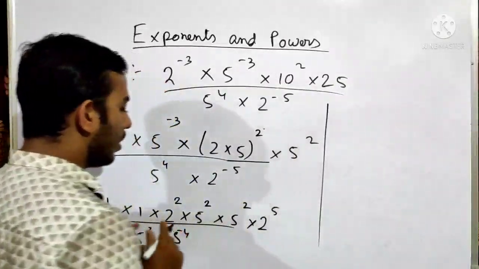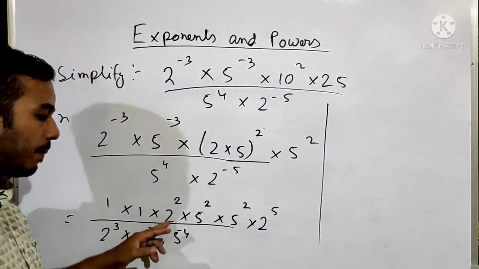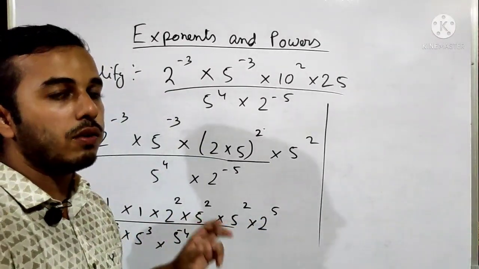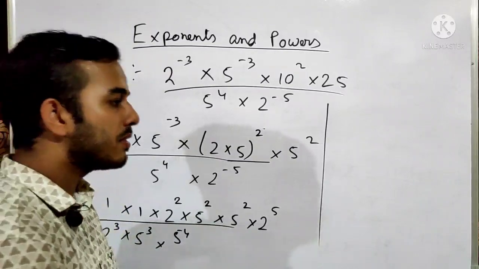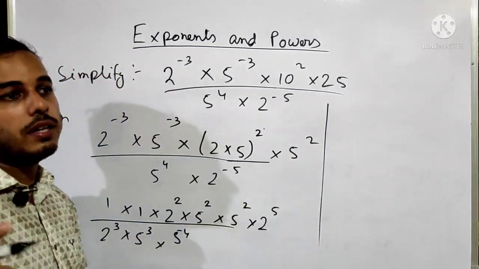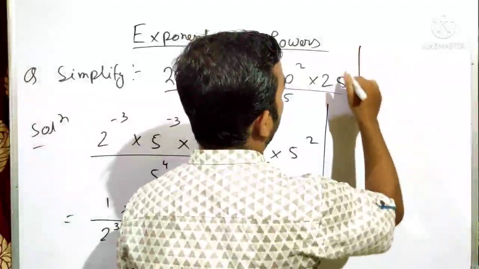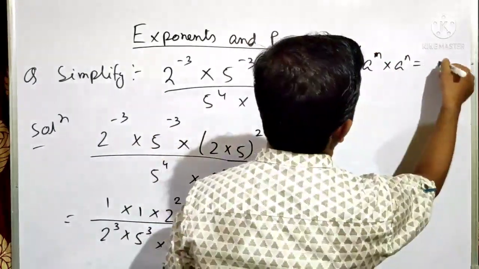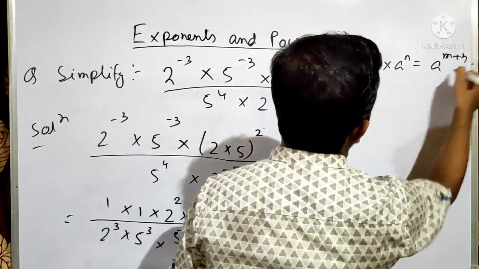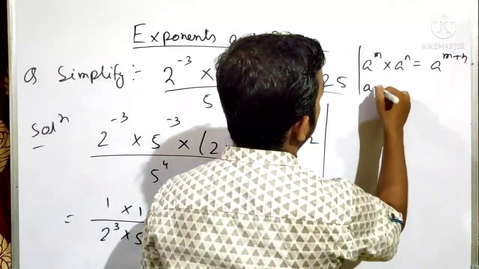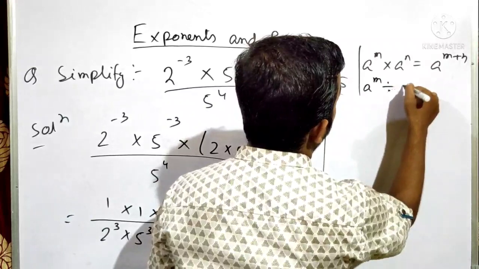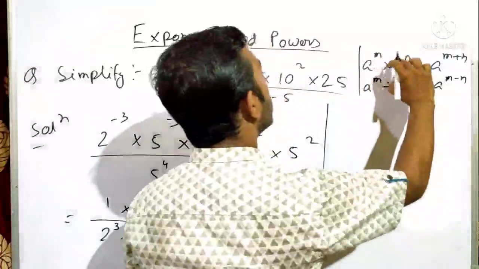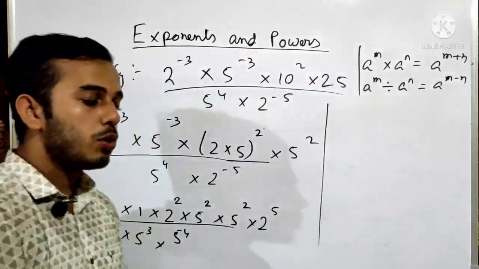Here we will take the common base, that is a power m into a power n. We'll multiply the terms having the same base. Clear? Okay, because we know there is one relation, that is a power m into a power n equals a power m plus n, isn't it? And another was a power m divided by a power n equals a power m minus n. We'll use these two relations here to simplify it.